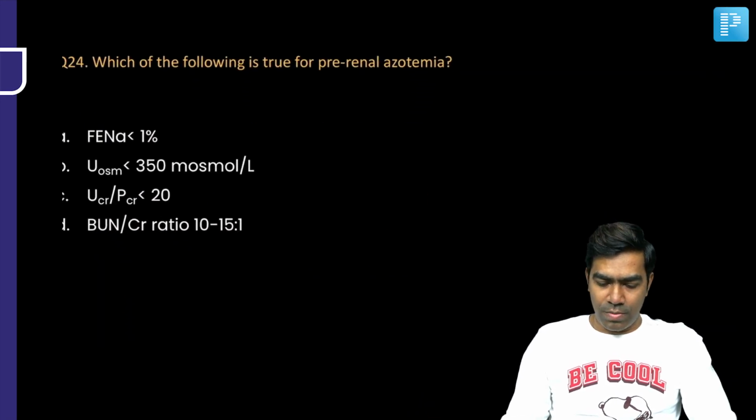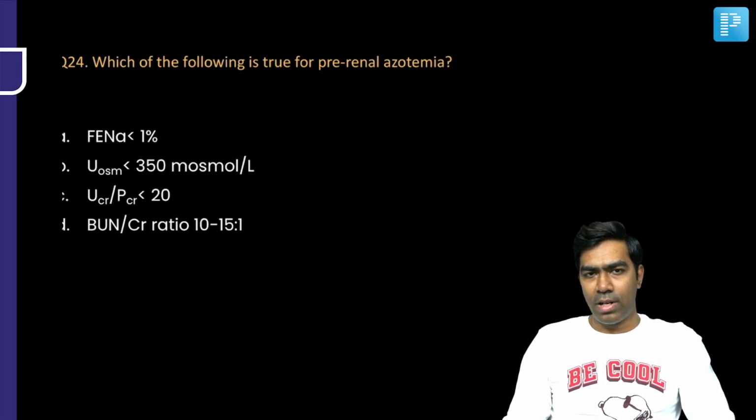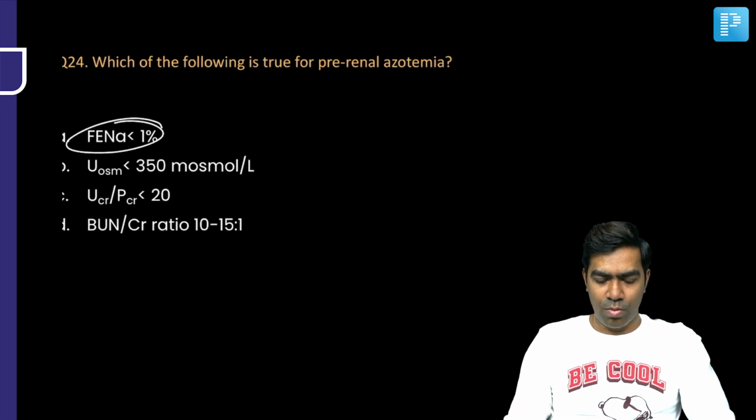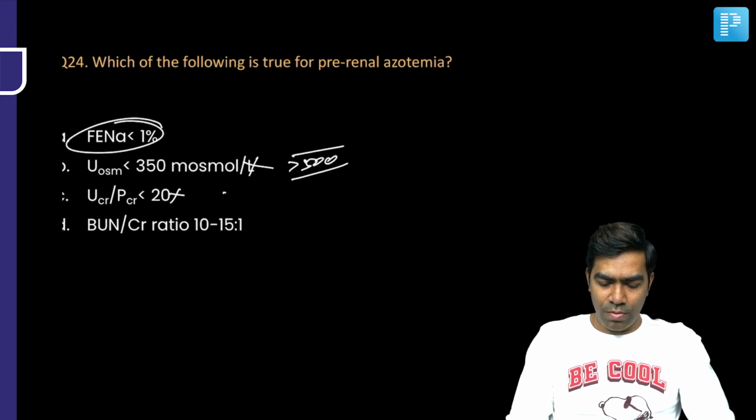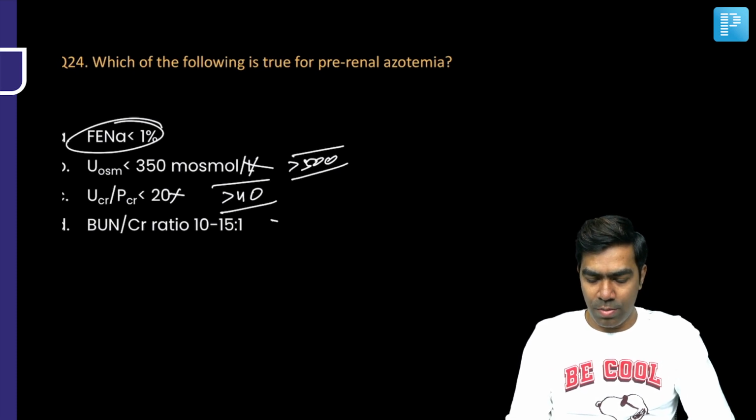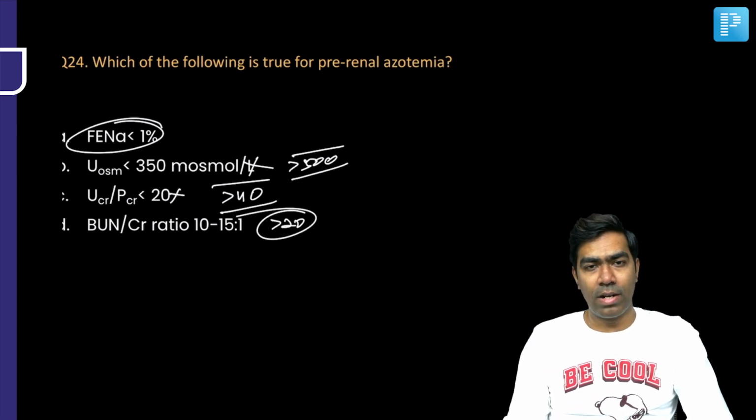So coming to question number 24, which of the following is true with regards to prerenal azotemia? When it comes to prerenal azotemia, FeNa will be less than 1%, urine osmolality will be more than 500, not less than 350. Urine creatinine to plasma creatinine ratio will be more than 40, not less than 20.